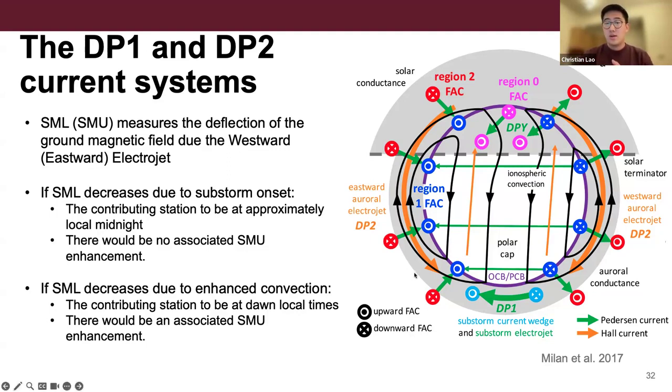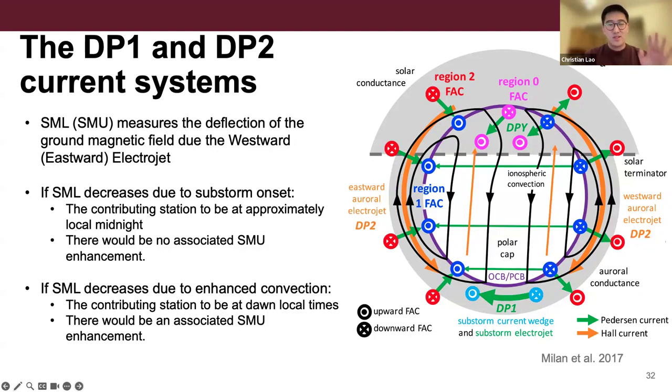As such, we expect the contributing station when the substorm electrojet is enhanced to be near midnight with no associated SMU enhancement. Along the dawn and dusk sectors are the westward and eastward electrojets, DP2 currents. These occur due to convection of magnetic flux over the polar cap. When convection is enhanced, there will be a decrease in SML observed with the contributing station at approximately dawn, with a coinciding increase in SMU due to the eastward electrojet.